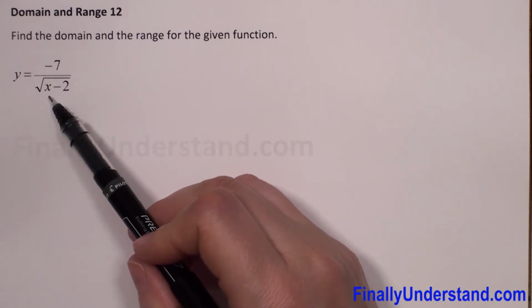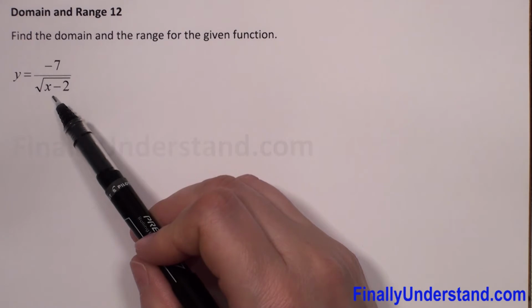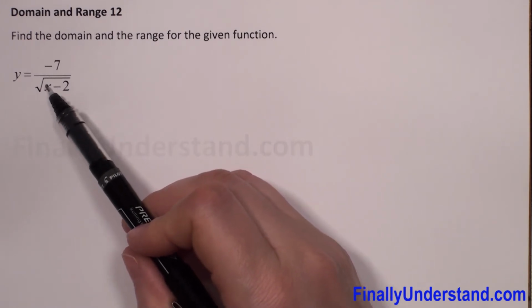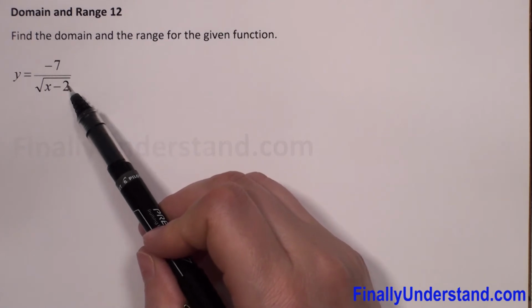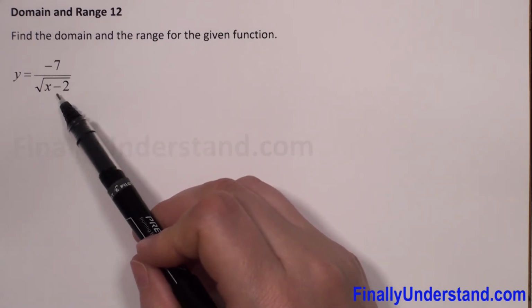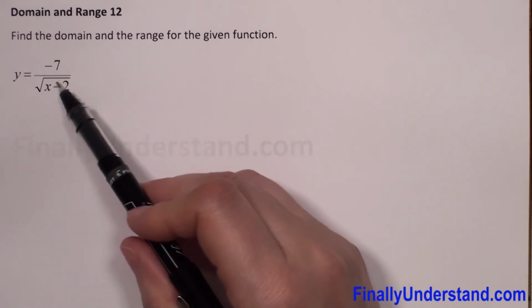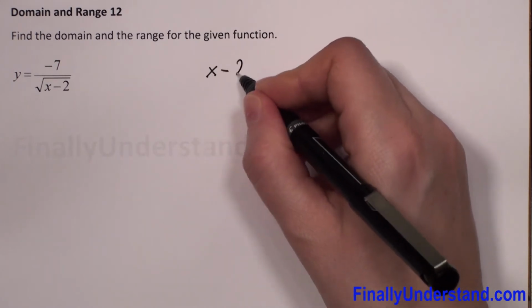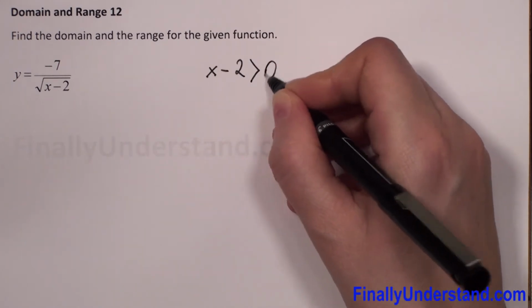We know that we calculate square root only for positive numbers or 0. Why positive? Because when we take negative number under square root, we will not get real number. So let's check when it will be positive. X minus 2 will be greater than 0.